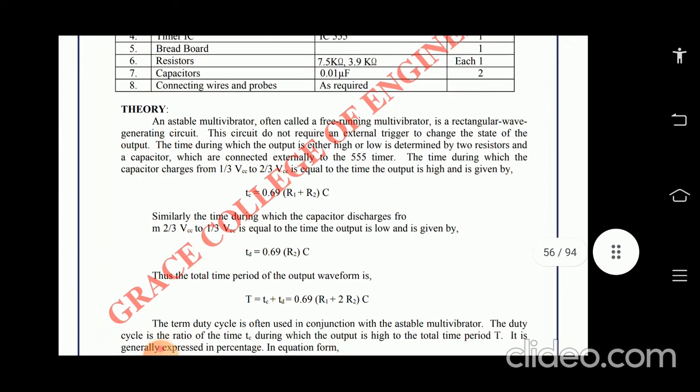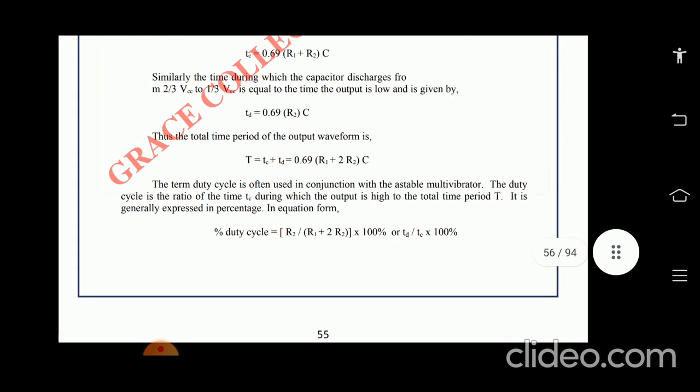So TC is the charging time, and the discharging time of the capacitor will be given by TD. So the total time period of our output waveform will be given by T = TC + TD. So we can get the total time like this.